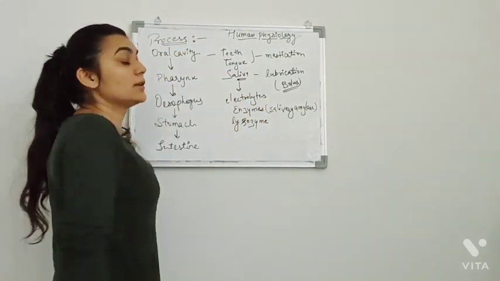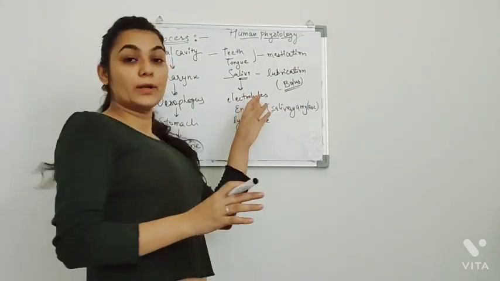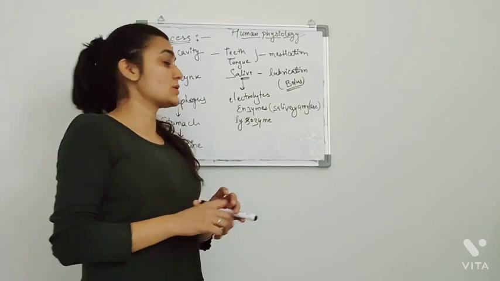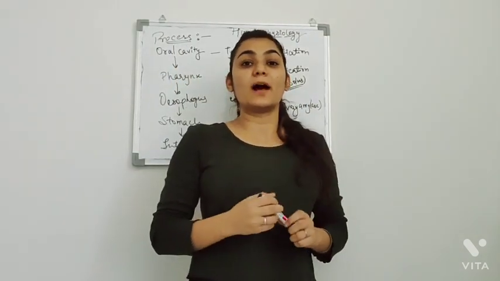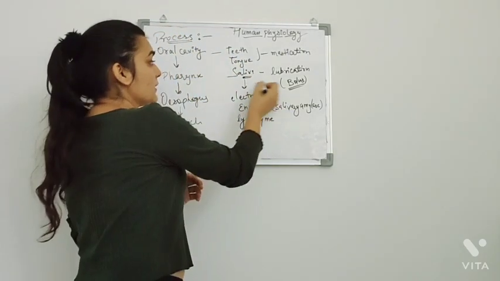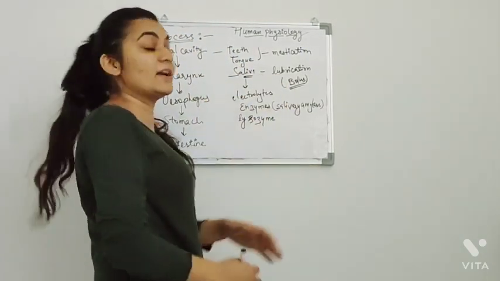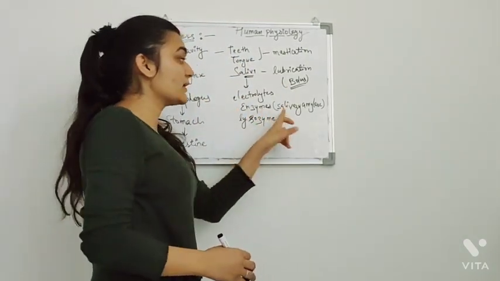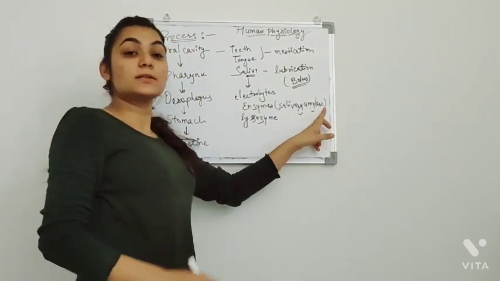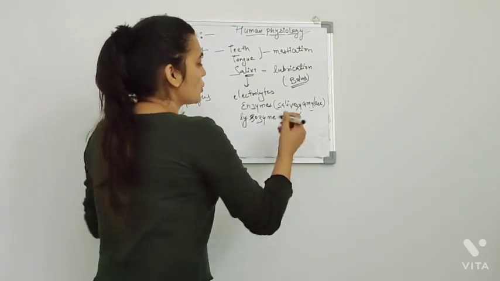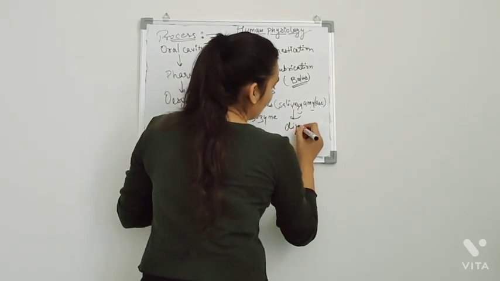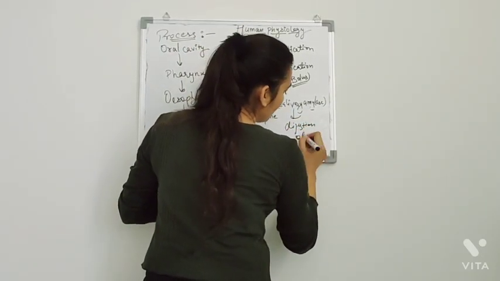Now the saliva has some important components: electrolytes, enzymes and lysozyme. Electrolytes, that is sodium, potassium, calcium, bicarbonate, help in the neutralization and in the digestion of the food. And the enzyme is the salivary amylase. This is also in the oral cavity. It helps in the digestion of carbohydrate.